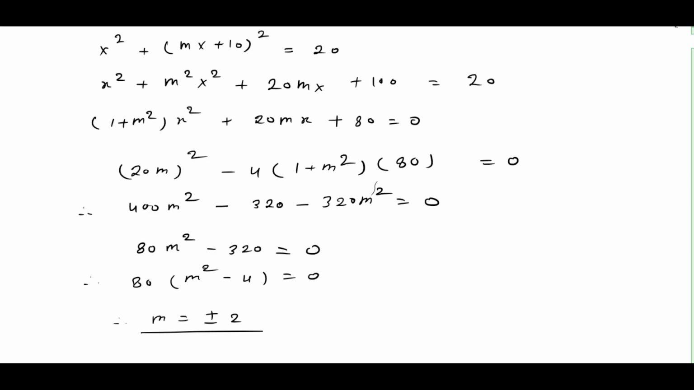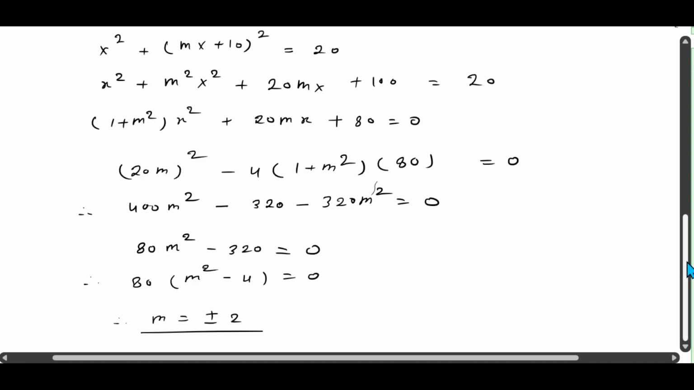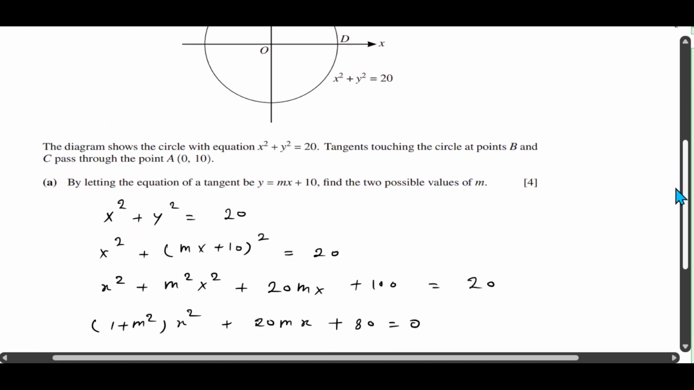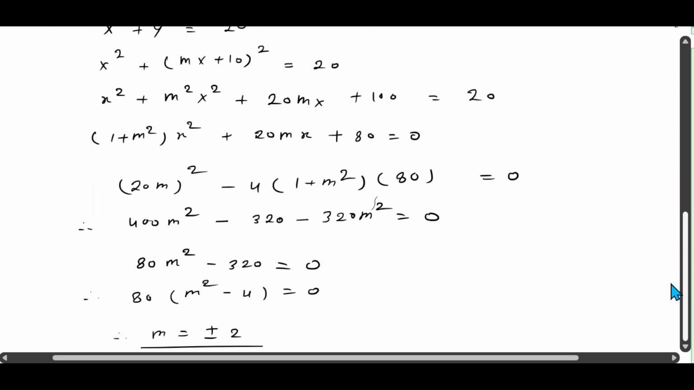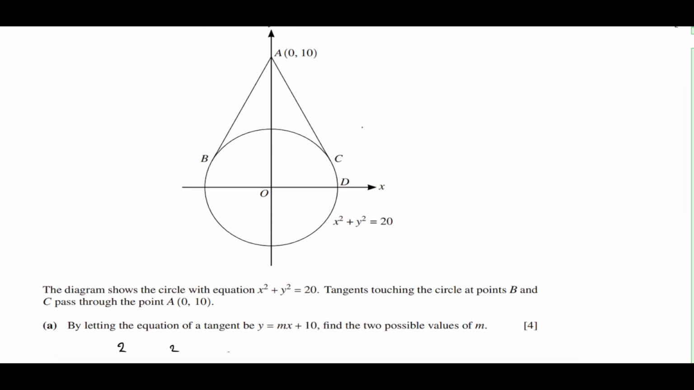Now, let us go to the next part of the problem. This is the first part: I have to find the two possible values of m. One value is +2 and the other is −2. So, here your slope is going to be 2, here it is going to be −2, as this is a positive slope, and here AC shows you the negative slope. Now, the second part of the problem is to find the coordinates of B and C.